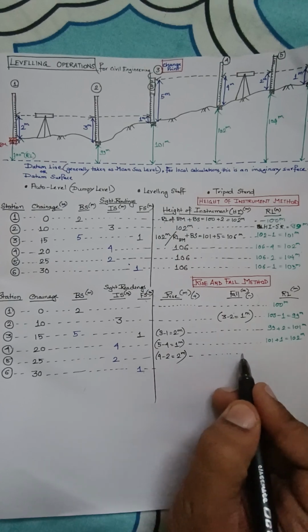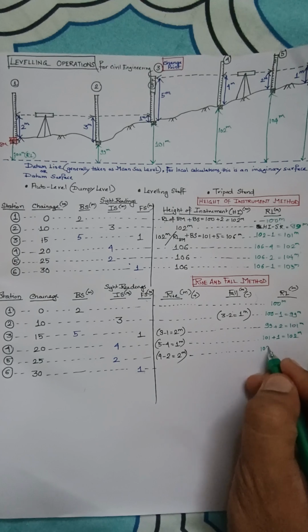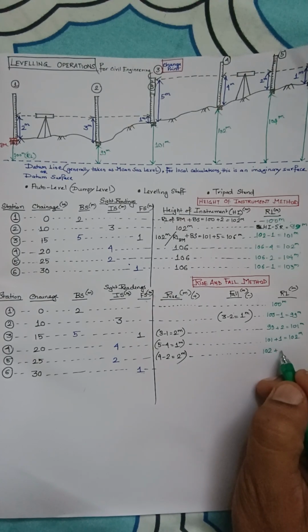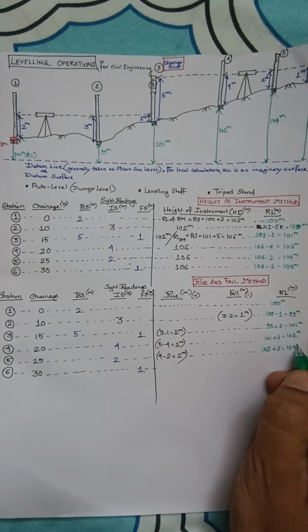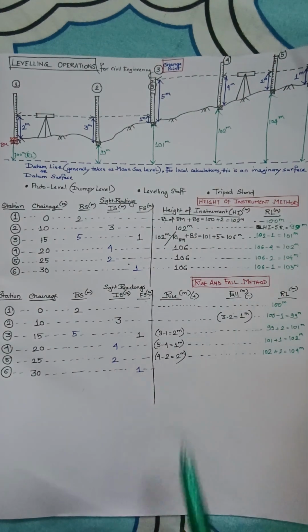So what will be the RL of this point? It's again the same formulation: previous RL plus or minus the rise or fall. If it is rise, it is plus. If it's fall, it's minus. How much is it? 104 meter. Cross verify it over here.